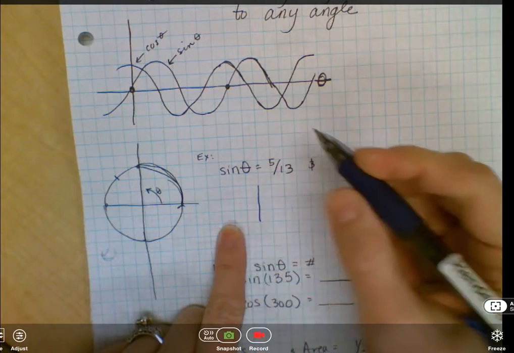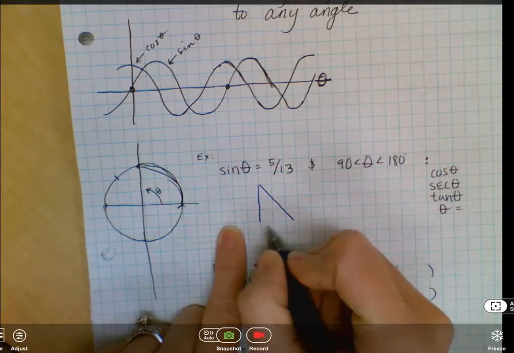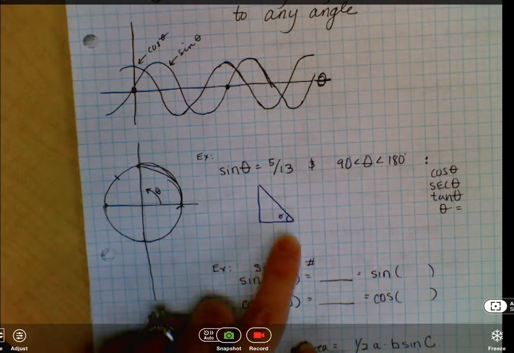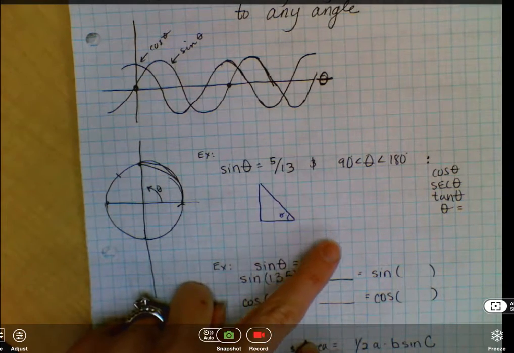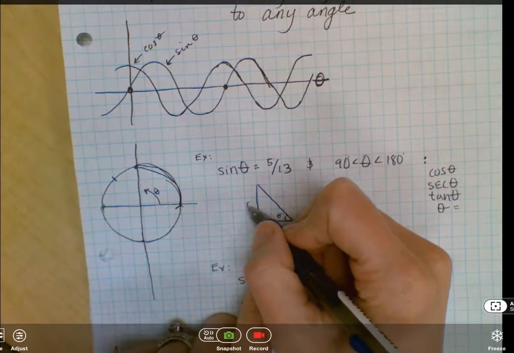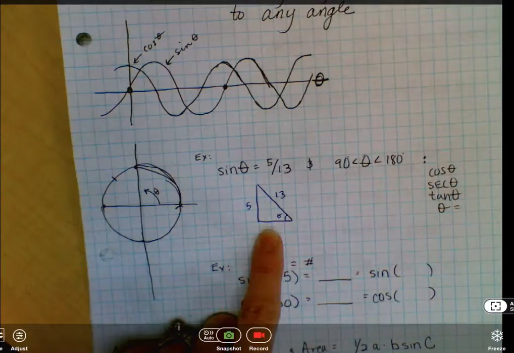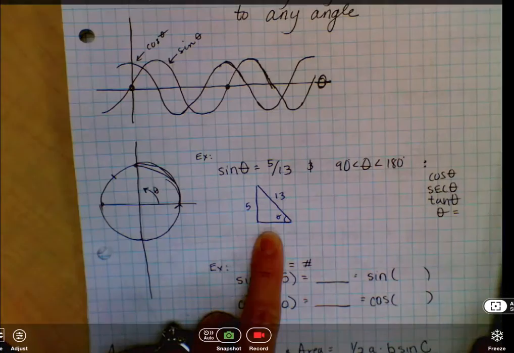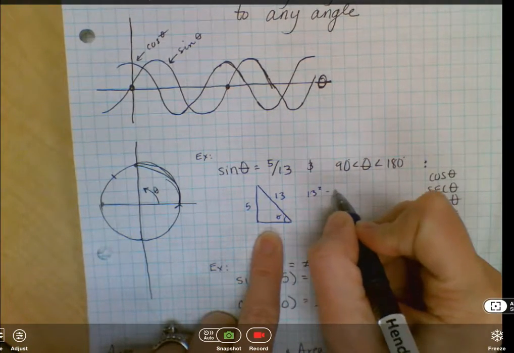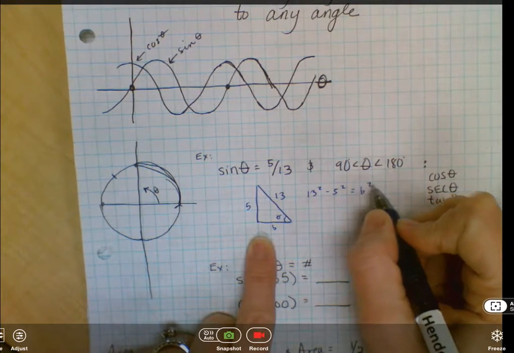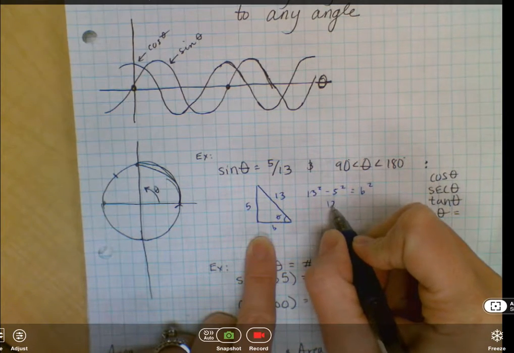We're going to be looking at an angle here. I like to make my angle or my triangle be in whatever quadrant it would live in, and so 5 and then 13. And then I'm going to take 13 squared, 169, minus 25. Get our last side squared, 144, so it's 12 equals b.